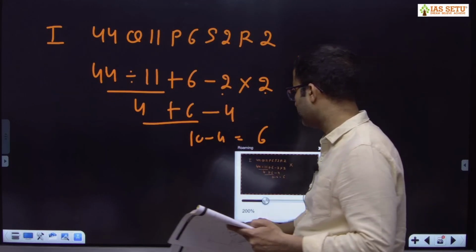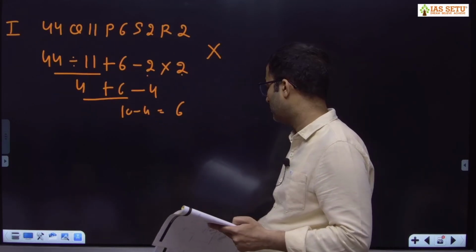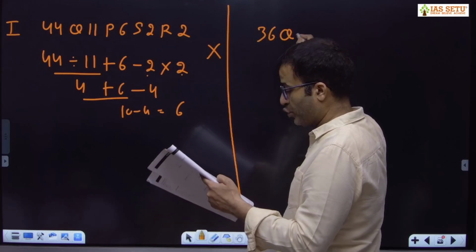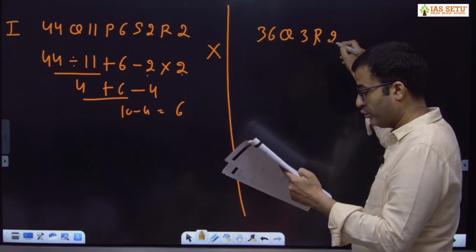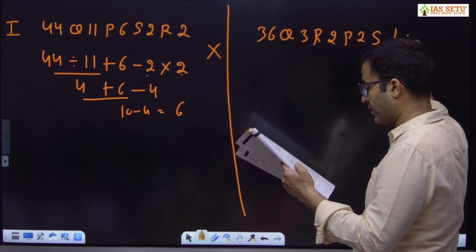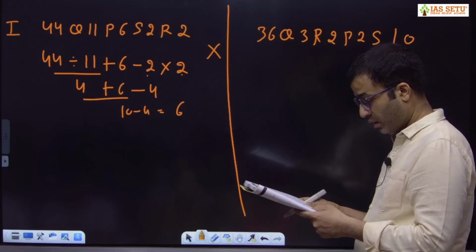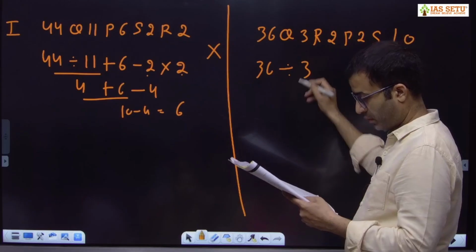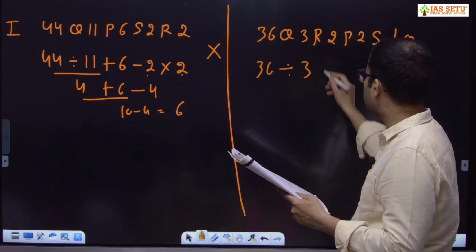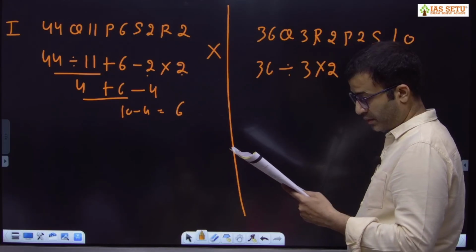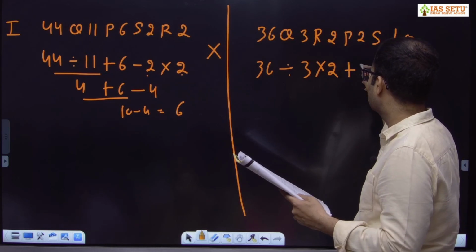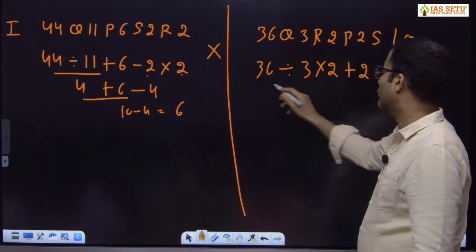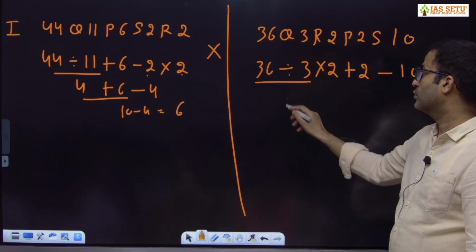Then let us check statement number 2. 36 Q 3 R 2 P 2 S 10. This is 16. Q means division. R means multiplication. P means addition. S means subtraction. So first division. So this is 12.